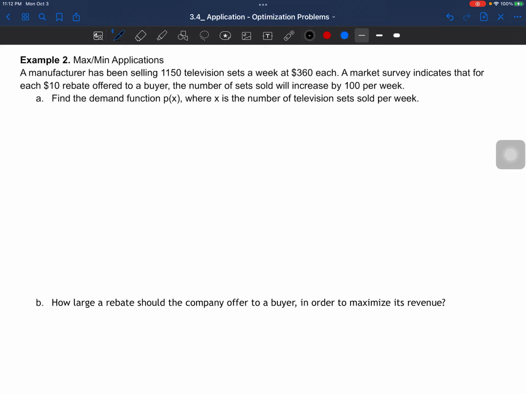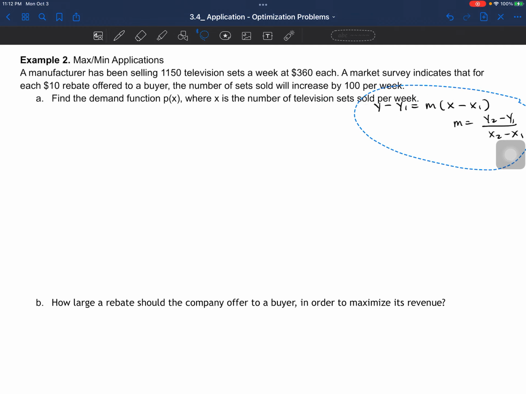So what we're suggesting here is we are going to have a relationship y minus y1 equals m times the quantity of x minus x1, right? Where m is equal to y2 minus y1 all over x2 minus x1. Okay. So these are gonna be kind of important for the part.